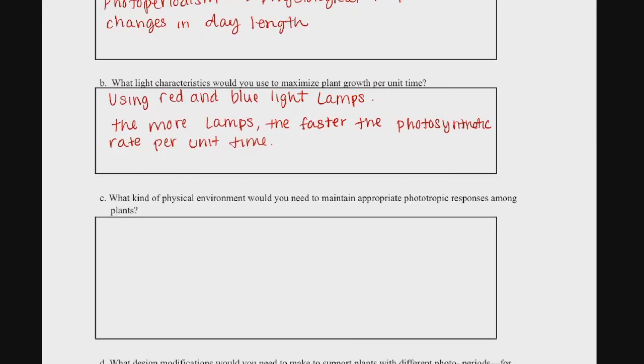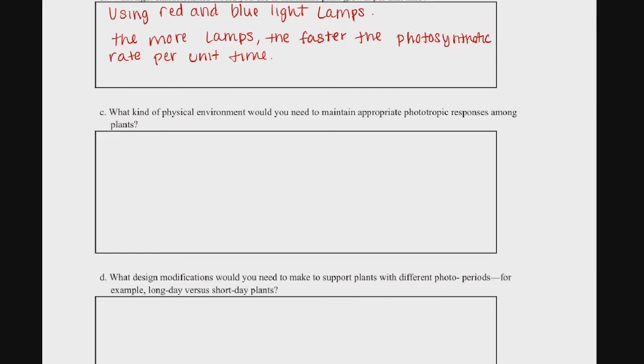Alrighty. What kind of physical environments would you need to maintain appropriate phototrophic responses among plants? In space or a lab, we would need overhead lights, red and blue light bulbs. It's not necessarily what the wavelengths do, it's just what the plants can use.